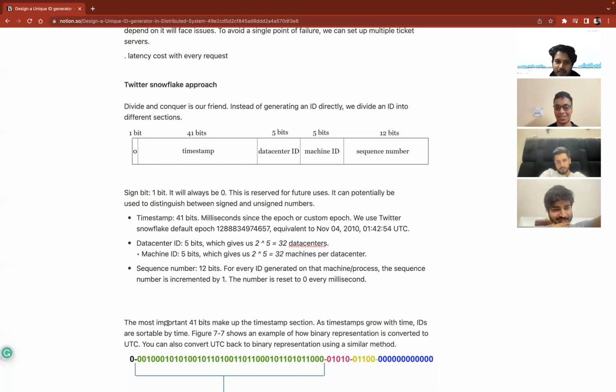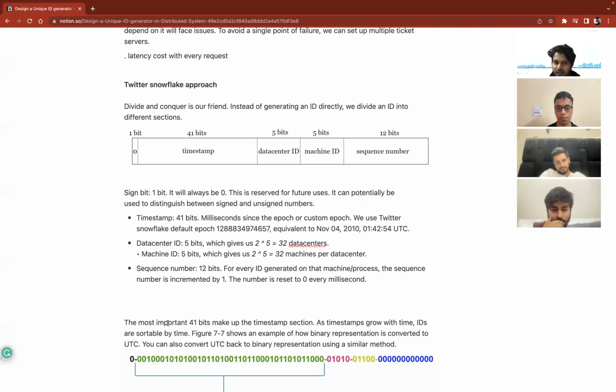This is what they have done. The first bit is a sign bit, 0 or 1. This is again a 64-bit system only. 41 bits they have kept for timestamps. That is the second section. The third section is the data center ID, where it is running. Fourth is the machine ID on the data center. What is the machine ID that you're running on? And the last is the sequence number. It is unique and simply auto incremented by one, as simple as that.